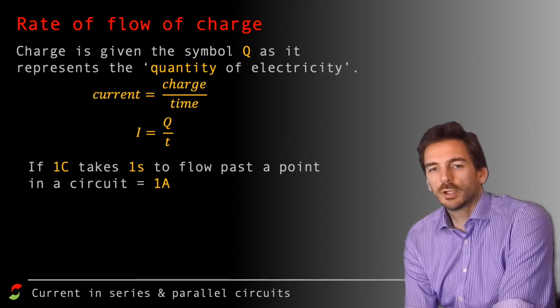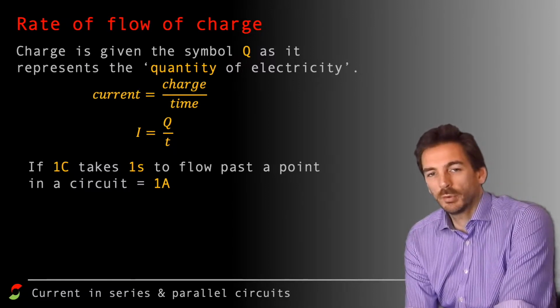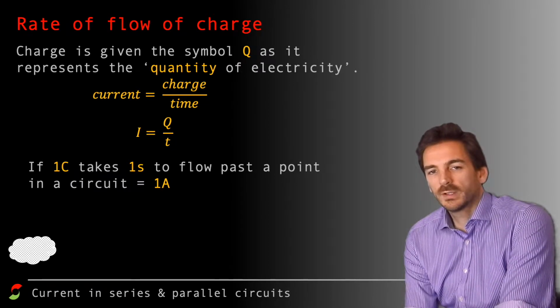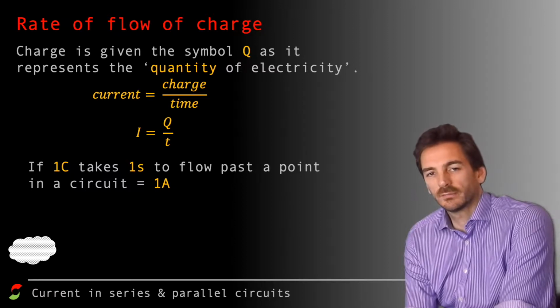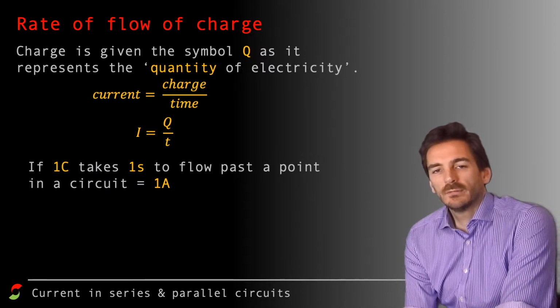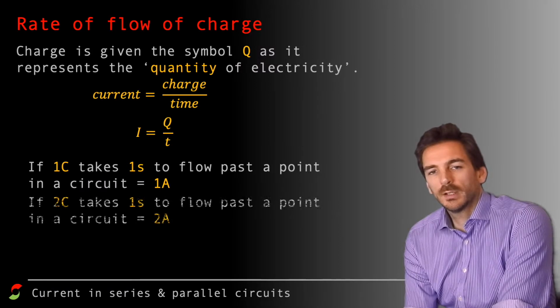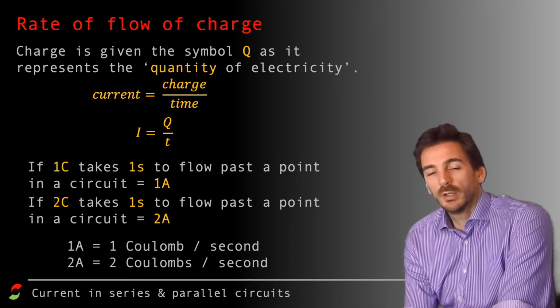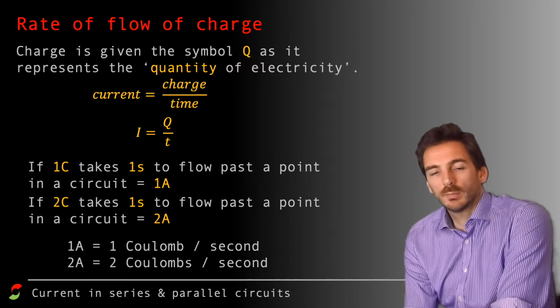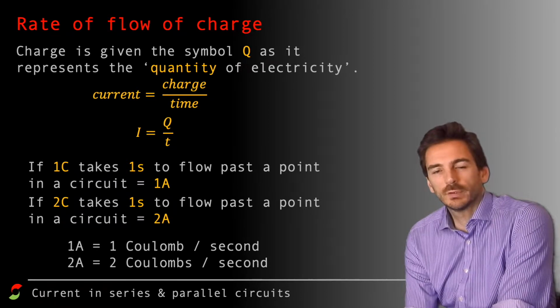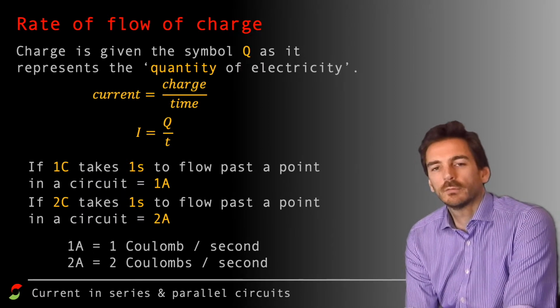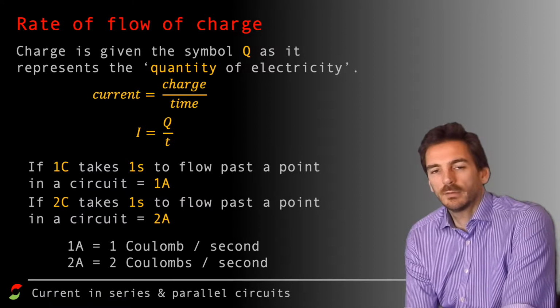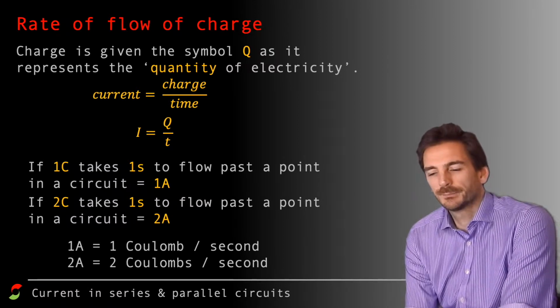If we had 1 coulomb flowing through a point in a circuit, and it takes 1 second, we can visualize it as a cloud moving like this. If we had 2 coulombs, it would look like that. 2 coulombs in 1 second would be 2 amps, and 1 coulomb in 1 second would be 1 amp. So you've got a visual aid there of more charge moving around in a period of time compared to 1 amp, where we'd have 1 coulomb per second.